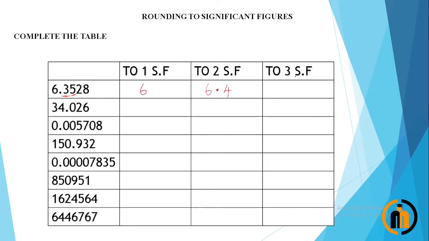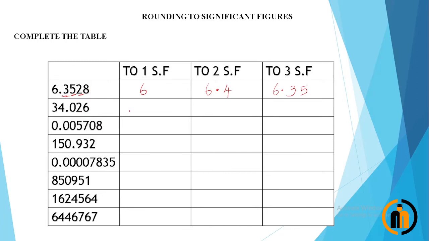Now coming to three significant figures. The first digit stays as it is. The second digit stays as it is. Now the third one, 5. For the 5, you need to check the next, third decimal place. Since it is less than 5, I am going to write it as it is. Now let's check the next question.